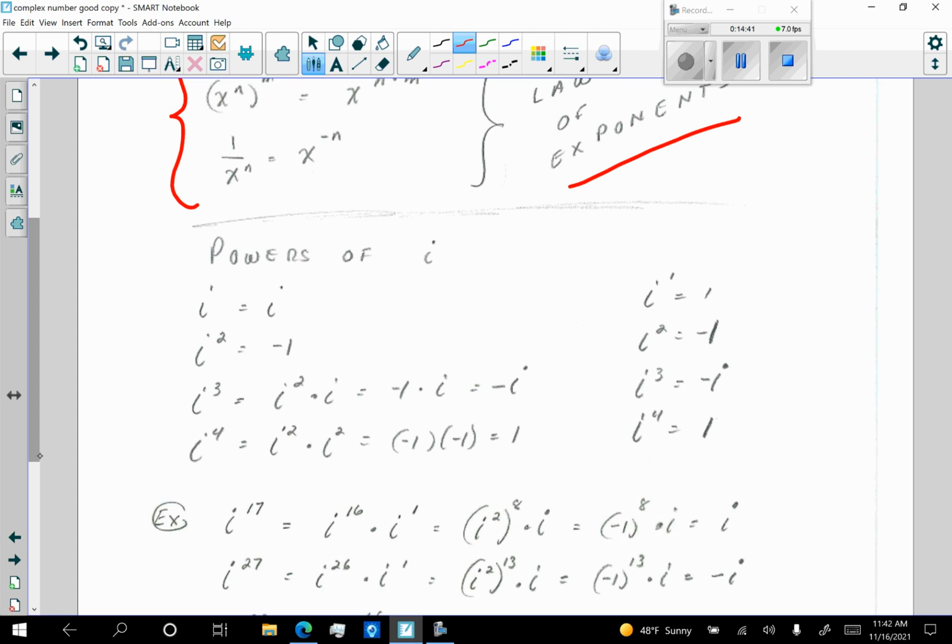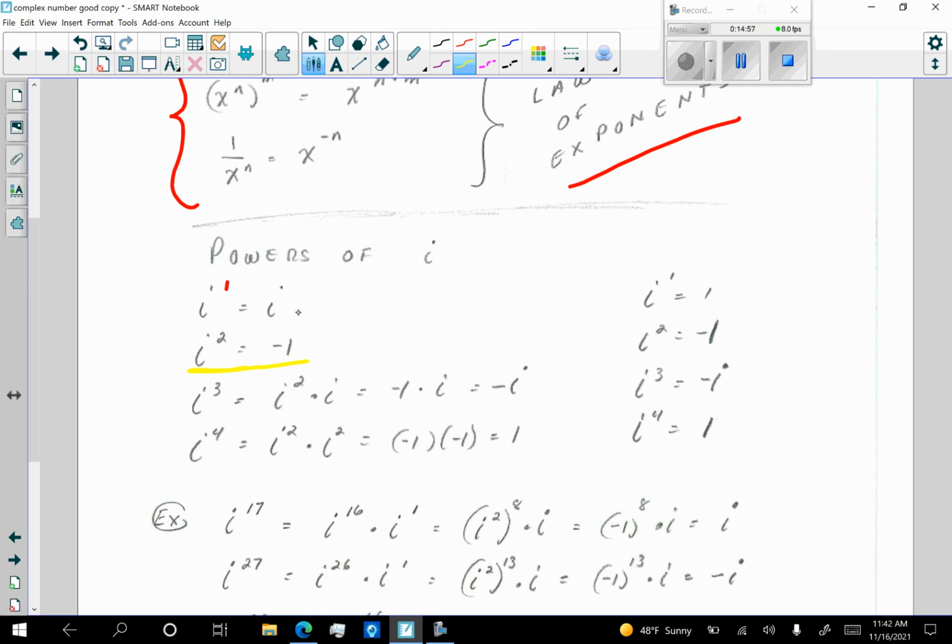So let's begin talking about powers of i. i to the 1 power is easy enough. It's just i. i squared is negative 1. Why? By definition. This is the definition of i right here. i squared is negative 1.